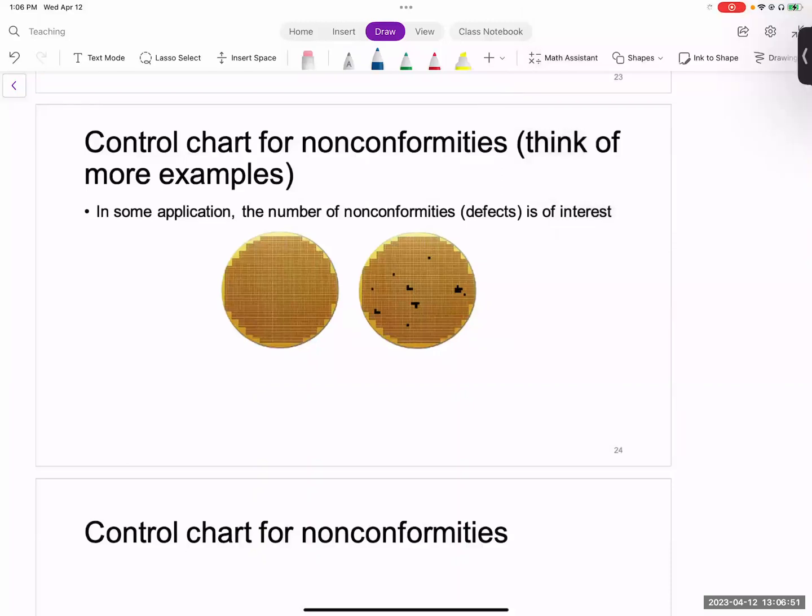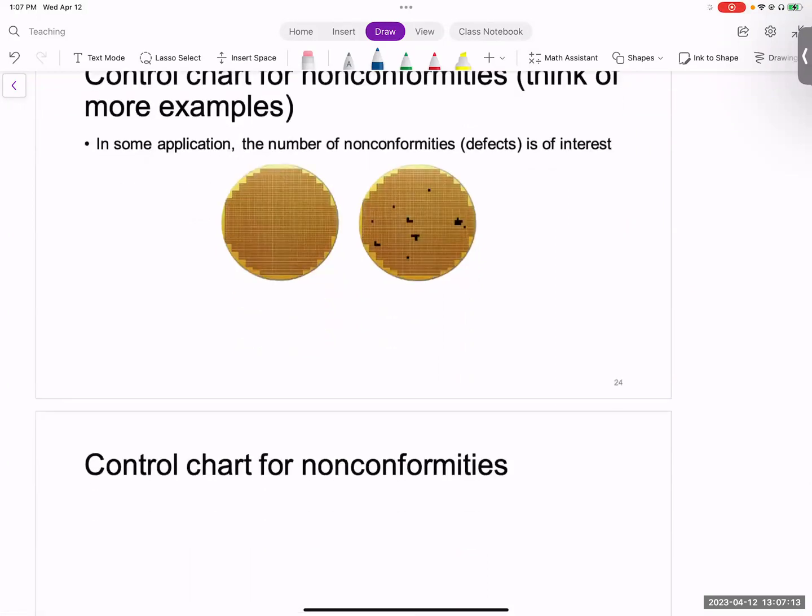Today we'll continue our discussion on the control chart for non-conformities. So far we have talked about control charts for binary quality characteristics. Today we'll talk about when you can actually count the number of defects on the surface. This is an example where I'm showing you the defects on a semiconductor wafer, and we want to construct a control chart that can monitor the number of non-conformities.